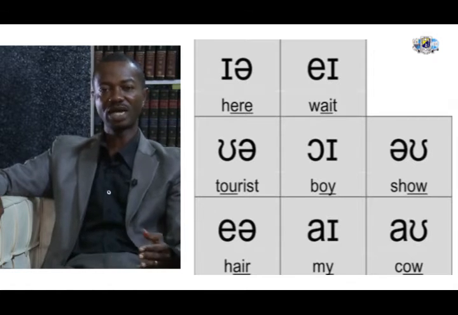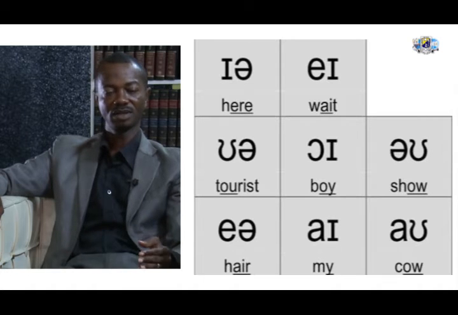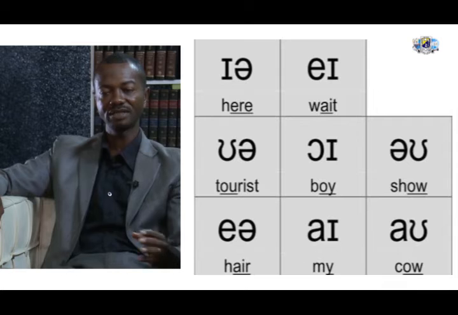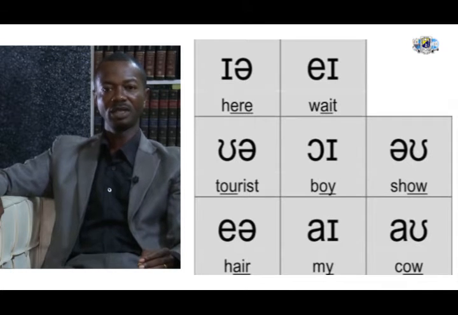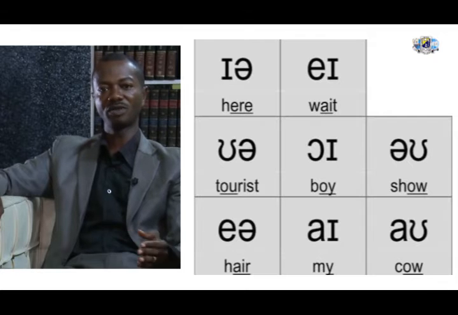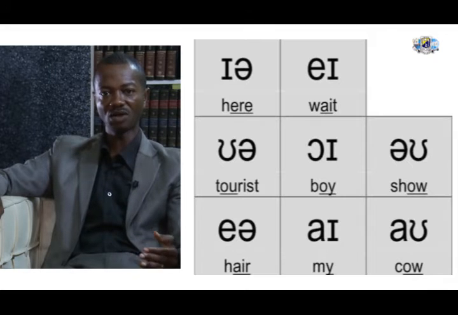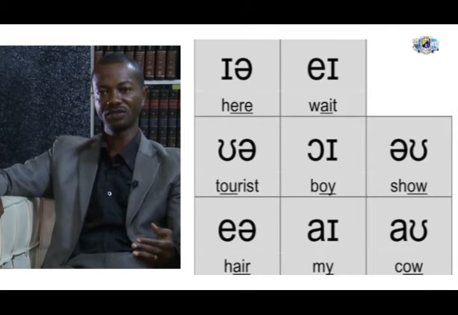Then you have the next one, I, combination of I and E, like you have in my, like you have in time, like you have in right. See, the I is there, like you have in height. Then you have the ow, combination of I and u, like you have in cow. The cow was grazing in the field.